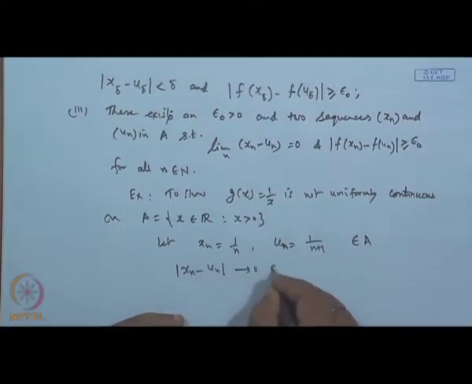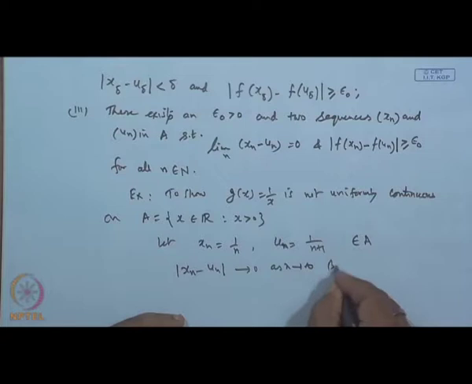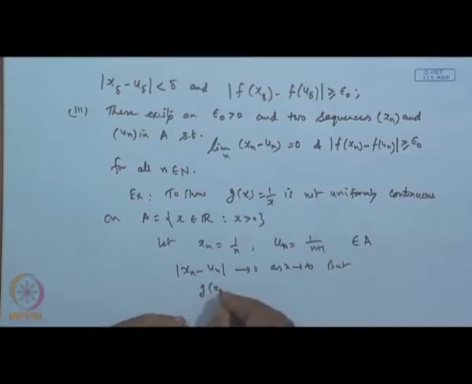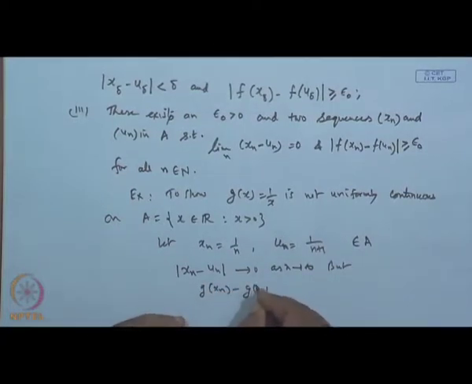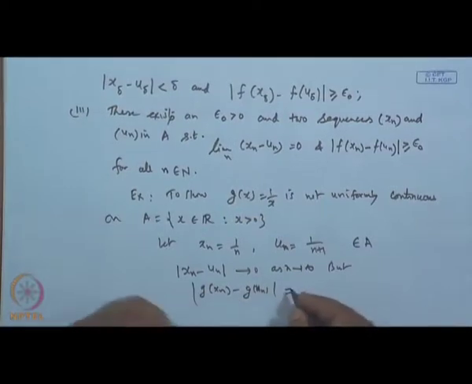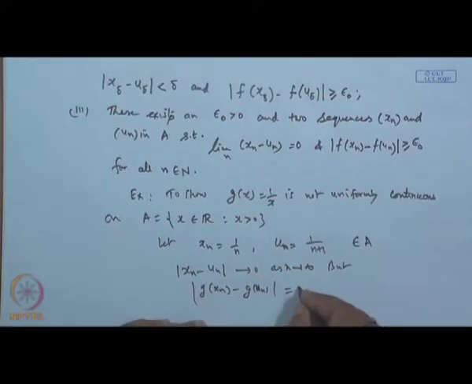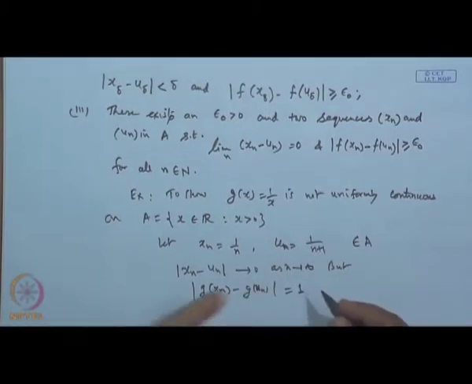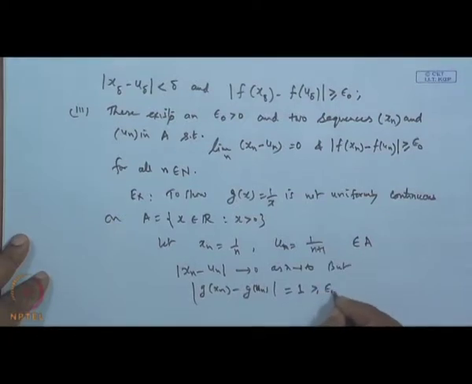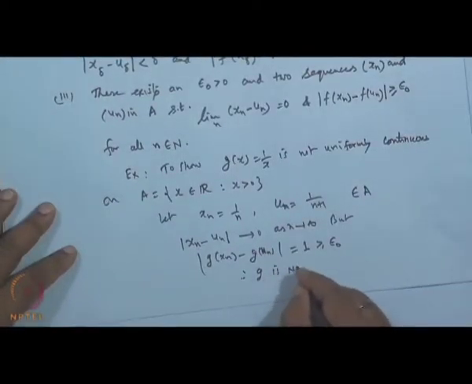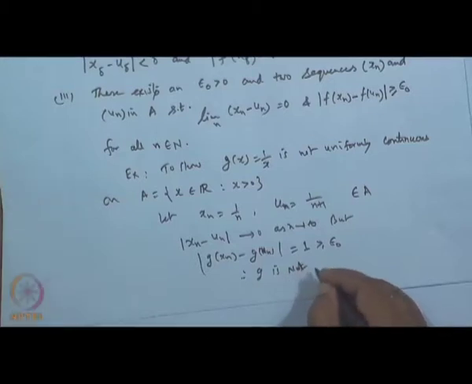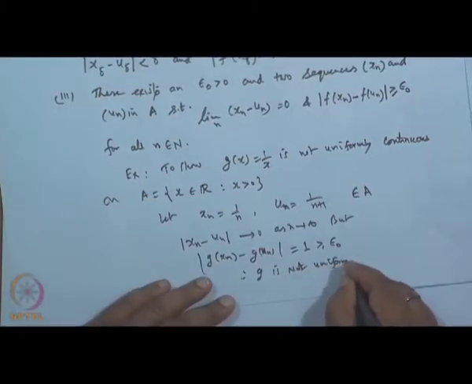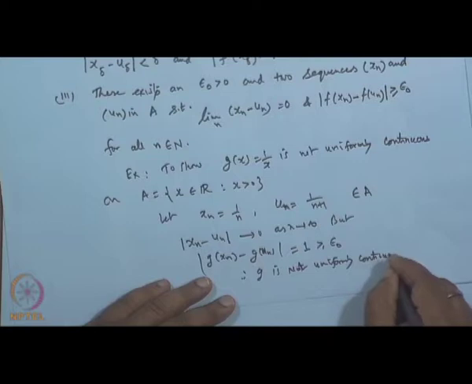The difference of these two sequences, x n minus u n, obviously goes to 0 as n tends to infinity. But what is g of x n minus g of u n? This mod is nothing but n plus 1 minus n, that is 1, which does not go to 0. In fact, it is greater than or equal to some number epsilon naught. Therefore, g is not uniformly continuous.